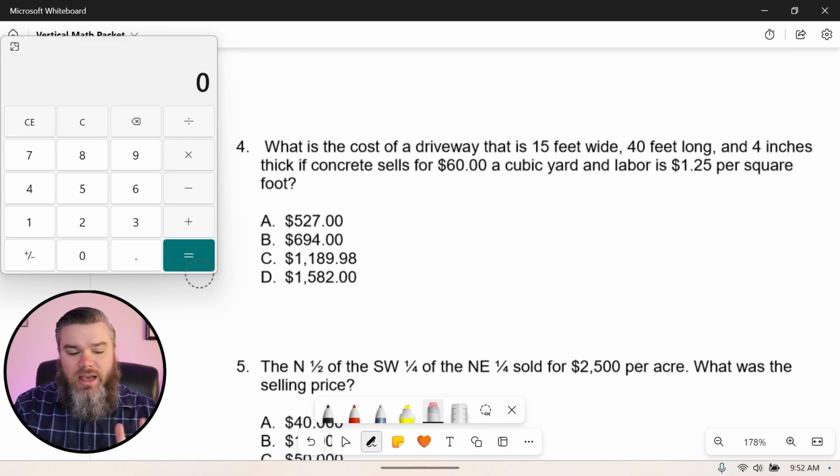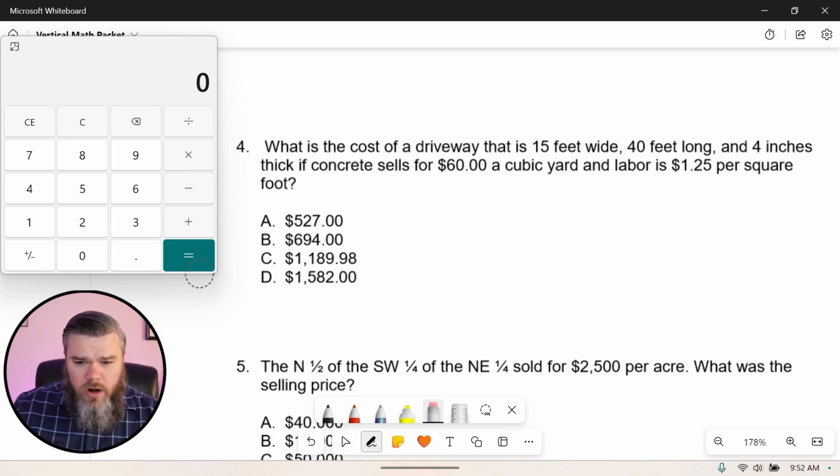Now, this is, as I said, apples to oranges. We're doing calculations with square footage and calculations with cubic yards. So make sure that you keep those separate. Remember, square footage is just length times width. Cubic is length times width times height. So you've got to do this in kind of 2 pieces.